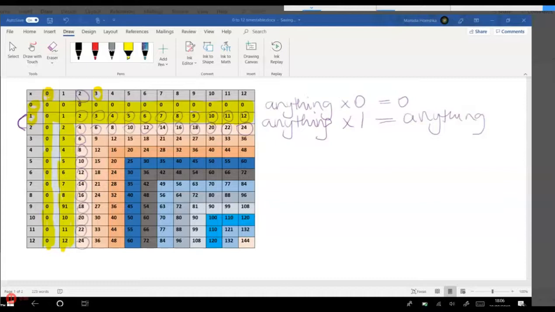And so we can say 2 times a number is equal to double the number.